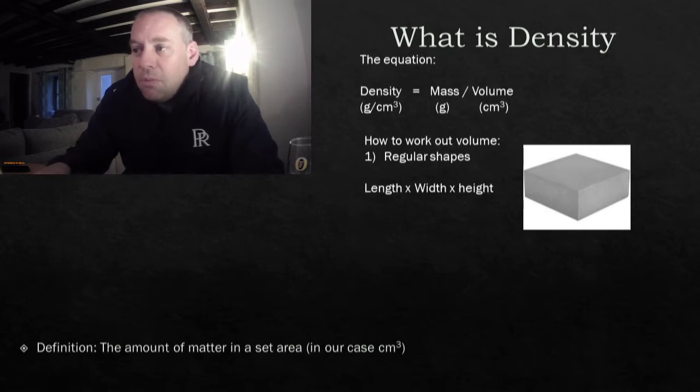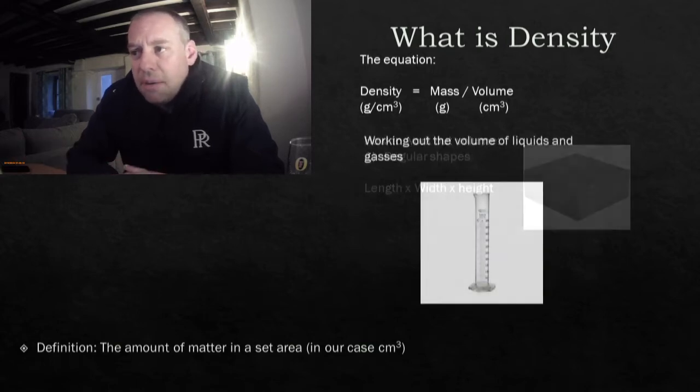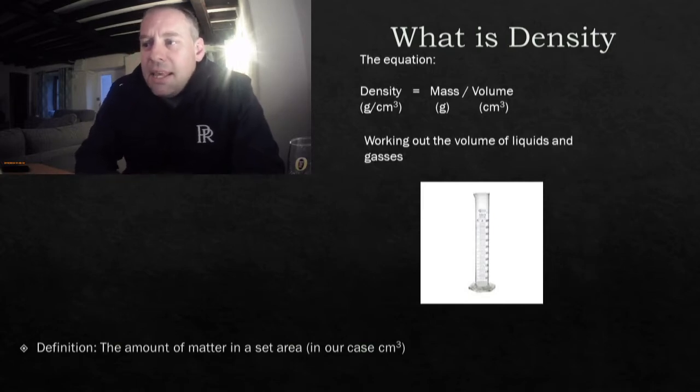Now, not every object is a solid. Sometimes the object may be a liquid. This again is quite easy. To work out the volume of a liquid, we pour it into a measuring cylinder, and a measuring cylinder will tell us exactly how many centimetres cubed is taken up by the water. Now, a little note: 1 millilitre is the same as 1 centimetre cubed. They're the same value.